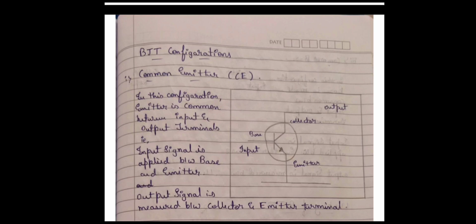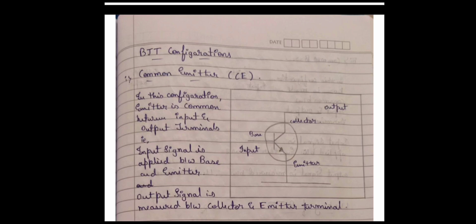In this configuration, the emitter is common between the input and output terminals. That is, the input signal is applied between base and emitter, and the output signal is measured between collector and emitter. So the input signal will be applied between the base and emitter, and the output signal will be measured from the collector and emitter, making the emitter common between the input signal and the output signal.